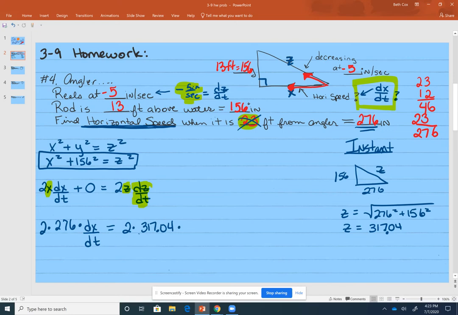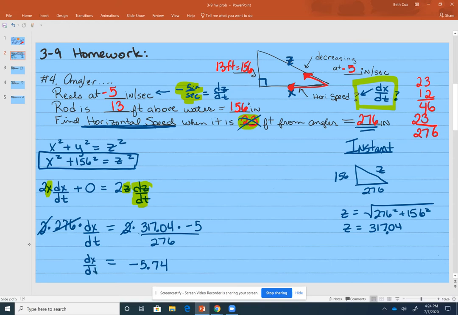And then dz dt, that is what we were told at the beginning, that it was -5. That the line is changing at -5 inches per second. So if we divide both sides by 2, and then divide both sides by 276, that'll give me my dx dt. So, let me get my calculator to help me out. And when I do this, let's see, I get -5.74.